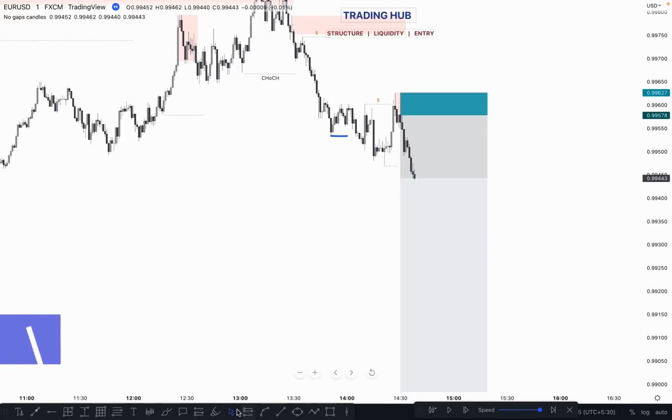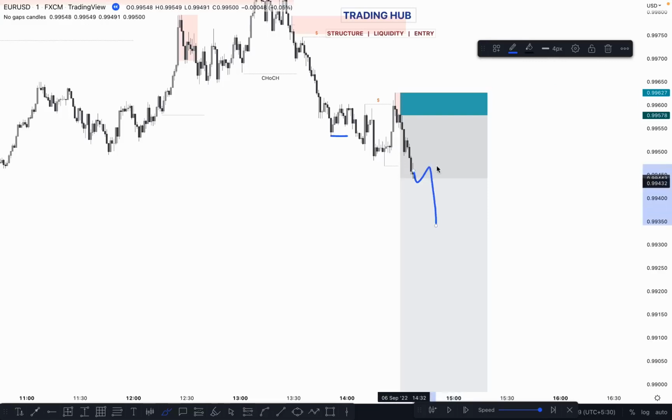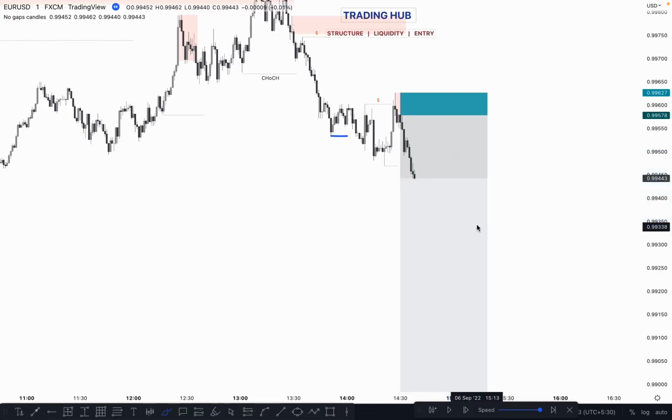So where is the next entry possible? Here. We can take the next possible entry if the market takes out the inducement here, and we can sell here, right? In this case you don't need to wait to mitigate any order block or anything. You have to wait for the engineering liquidity to be taken out or the inducement to be taken out, then we can buy and sell, right? So let's see what happened next here.